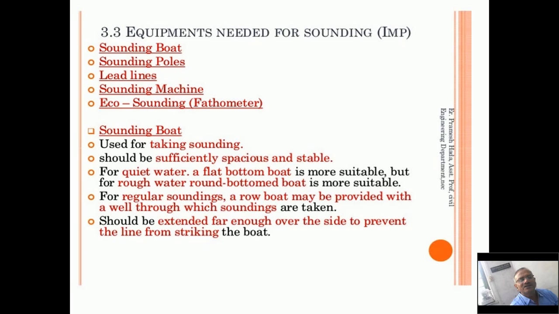A well means that on one of the sides of the boat, one hole is there. Through that area, you can release the string, the chain or your rope, whatever equipment you are using. So that portion is nothing but the well. It should be extended far enough over the side to prevent the line from striking the boat. There should not be collision with the boat.